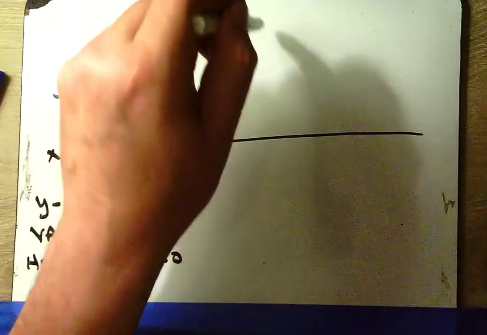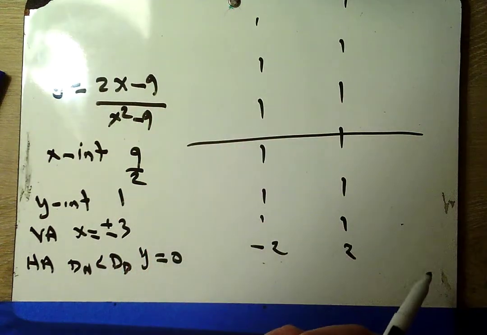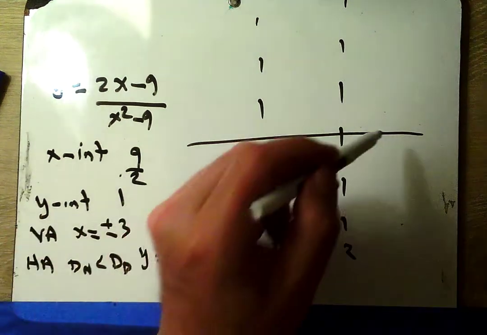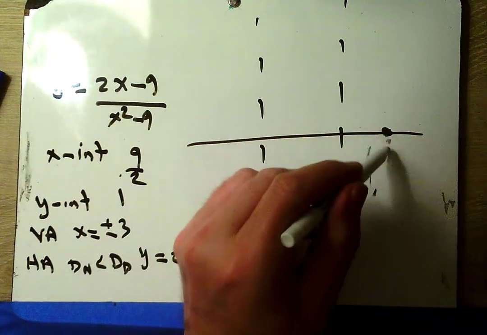So let's draw what we know. We've got negative 2, we've got positive 2, we have an x-intercept at 4 and a half, or 9 halves.